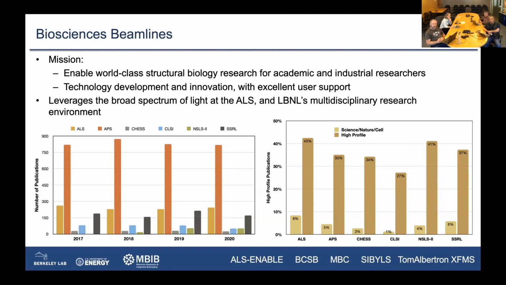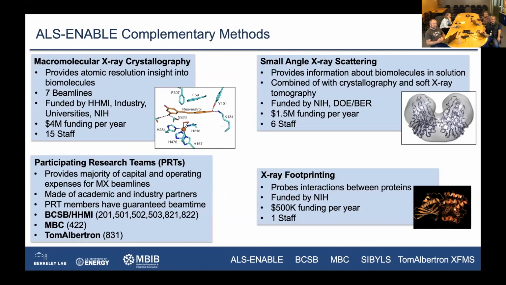On the right, you can see how the ALS stacks up as far as the high profile papers per resource. And that's something we always like to bring up because the ALS was built as a low energy light source, but by the addition of wigglers, undulators, and superbends, we've been very productive in the high energy range.